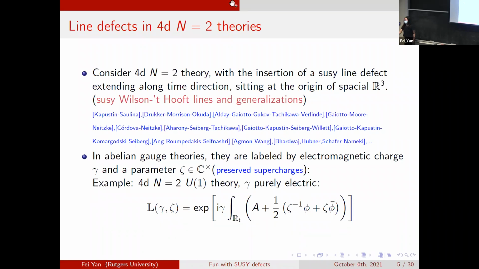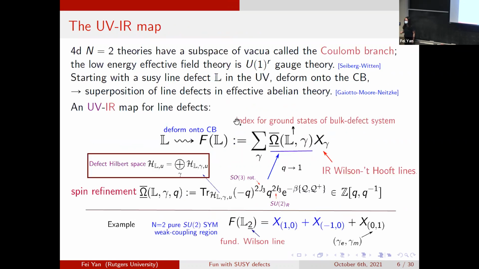Now, I told you that if you take a generic N=2 theory, it could be hard to study those line defects. On the other hand, if you take abelian gauge theory, they're more explicit to describe. So one could ask whether there's a way to exploit this fact to use these abelian gauge theories to describe the more complicated line defects in N=2 theories. And that brings us to this concept of the UV-IR map.